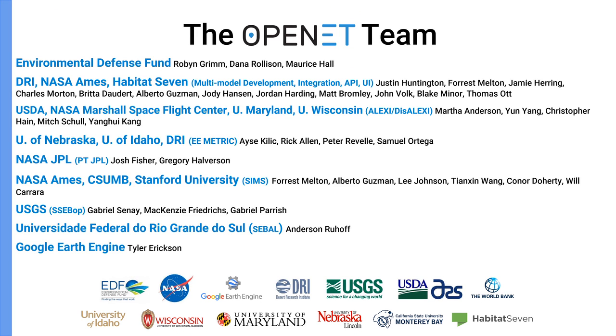OpenET is a collaborative, community-driven effort involving more than 40 scientists and software engineers with experience and expertise in satellite mapping of evapotranspiration, high-performance computing, and data visualization. The team includes scientists and software engineers from 3 federal agencies, 6 universities, the Environmental Defense Fund, Google, and Habitat 7. OpenET is bringing together many widely used approaches for satellite mapping of ET to develop an operational system that provides accurate ET data across the Western U.S. and ultimately all of the contiguous U.S.